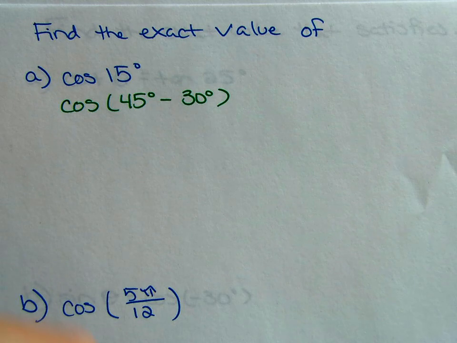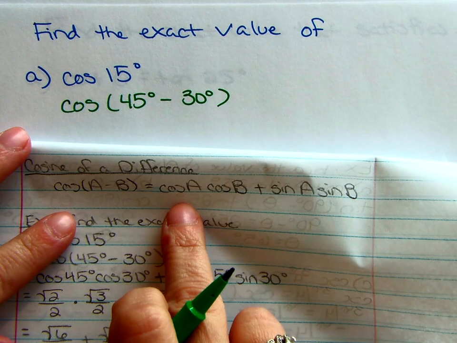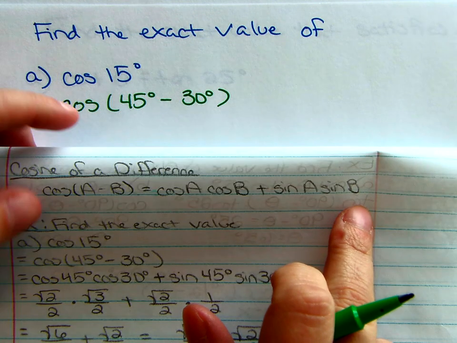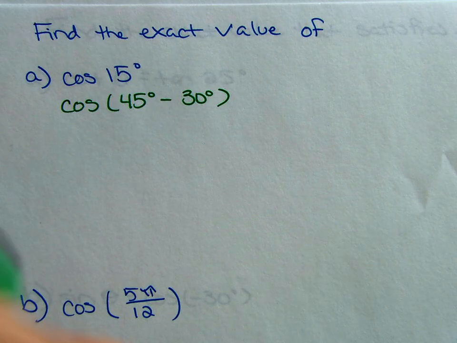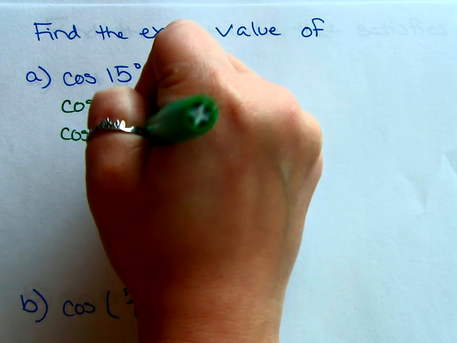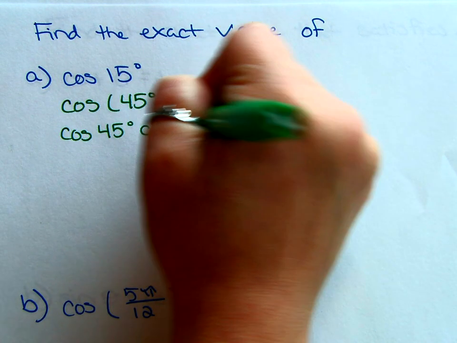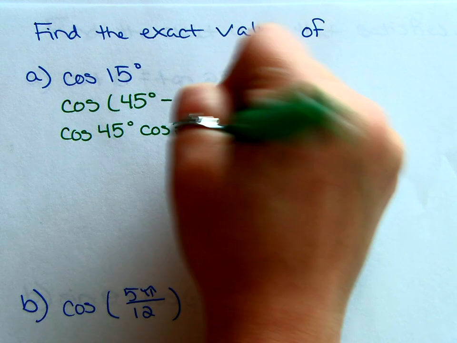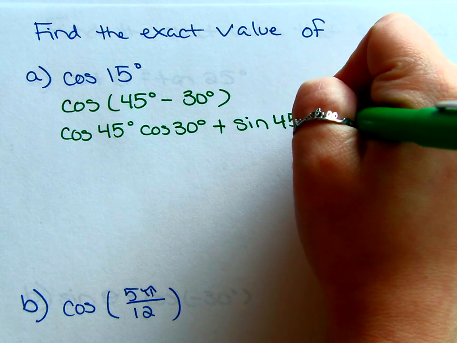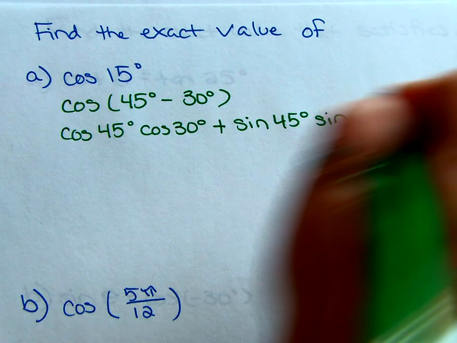So cosine of a difference. We're going to take cosine A cosine B plus sine A sine B. That means I'm going to have cosine of A, which is 45 degrees, cosine of B, which is 30 degrees. And since it's a minus, I'm switching to plus. Sine of 45 degrees, sine of 30 degrees.